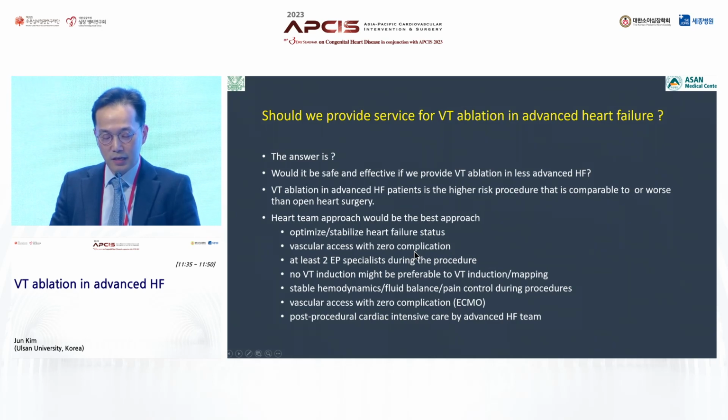heart failure status. We should access the vasculature with zero complications, and we need more than 2 EP specialists during the procedure, and we should not induce very aggressively because it can decompensate heart failure. Hemodynamics, fluid balance, and pain control are absolutely needed to prevent heart failure aggravation. And if the patient needs ECMO, we should access the vasculature with zero complications, and we need post-procedural expert care by an advanced heart failure team. Thank you for your attention.